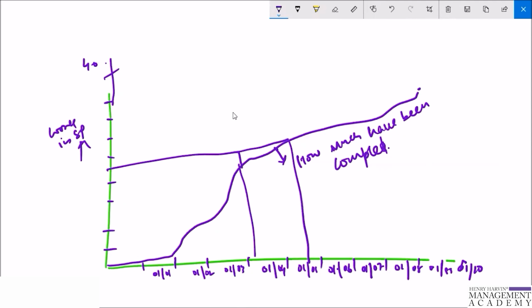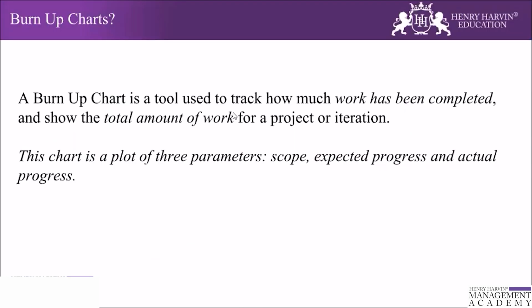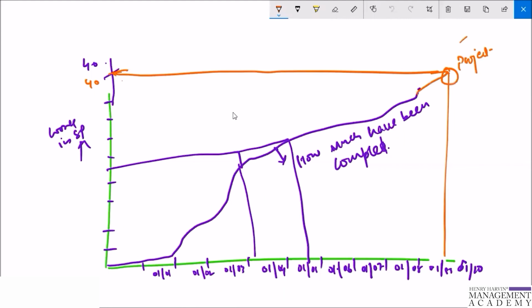But along with that, the important thing is that we have also added the scope. Suppose 40 story points of work has been taken. Then it should work in this manner, and somewhere this line will reach this line and match, which will define at what time the project is going to be completed. So this is going to define the project completion date. How it helps us understand other things we will see when we move down.